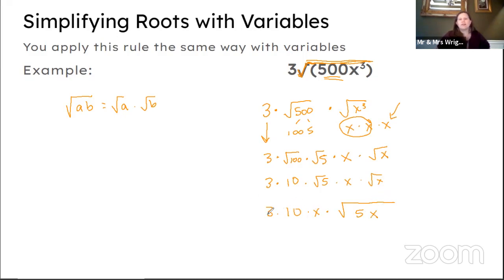Now I'm just going to multiply it out. 3 times 10 times x, that's 30x square root 5x. Okay, so you can see how this works exactly the same with radicals as it does with numbers. You find the prime factorization, find any pairs you want. You're going to move them outside of the radical and leave any remaining variables.